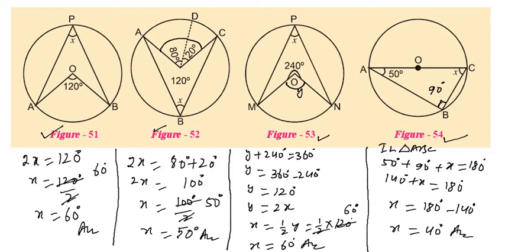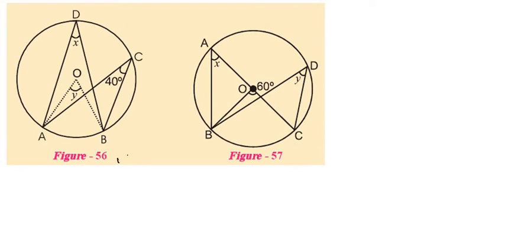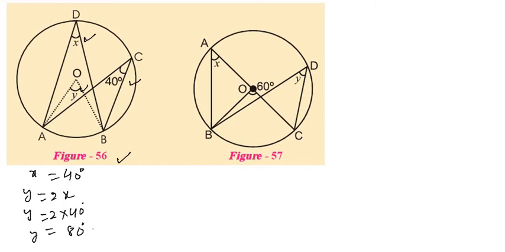Now come to the next one, that is figure 56. Now how can we find the angle of the same segment, both are equal. So always remember x and 40 both are equal. So x will be equal to 40 degrees. But in the case of y and x, there is a relationship. y is equal to 2x. Put the value of x, so 2 into 40 degrees. So it becomes 80 degrees. So y will be 80 degrees and that one is your answer.